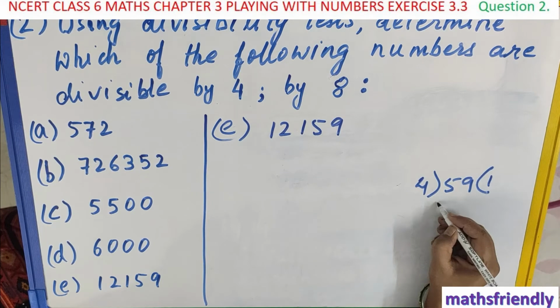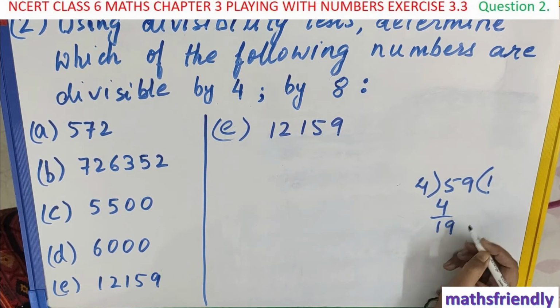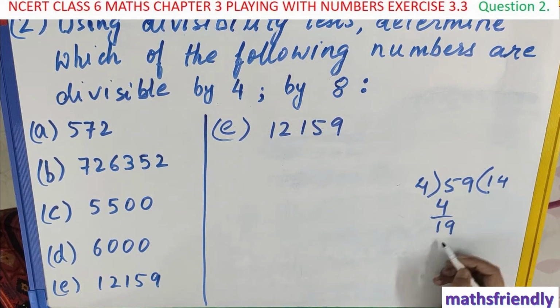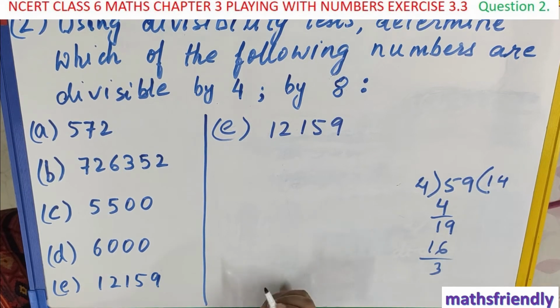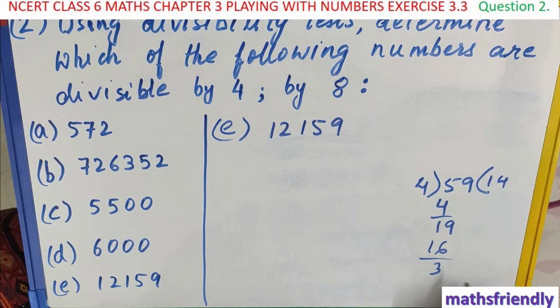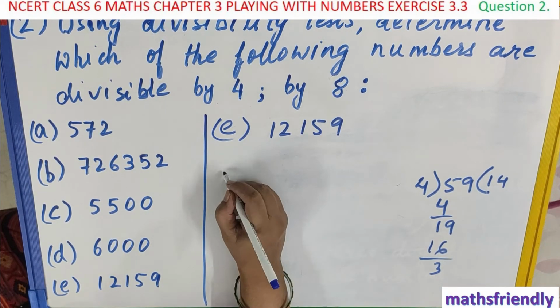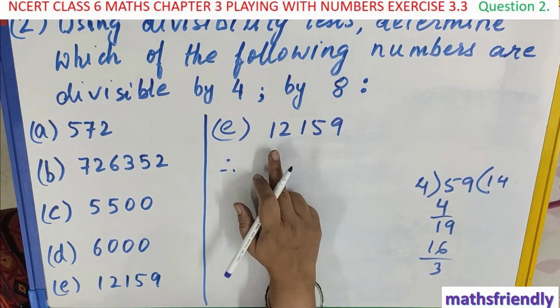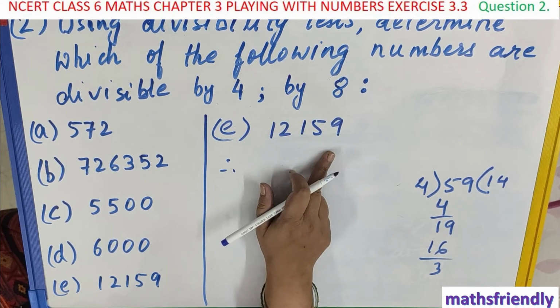Okay, so 4 ones are 4, 1, 9 comes down, 4 fours are 16 and 3 is the remainder. It means we got a remainder. We have not got the remainder as 0. It means this number 59 is not divisible by 4, because we got a remainder other than 0. So we can write that therefore this number is not divisible by 4.